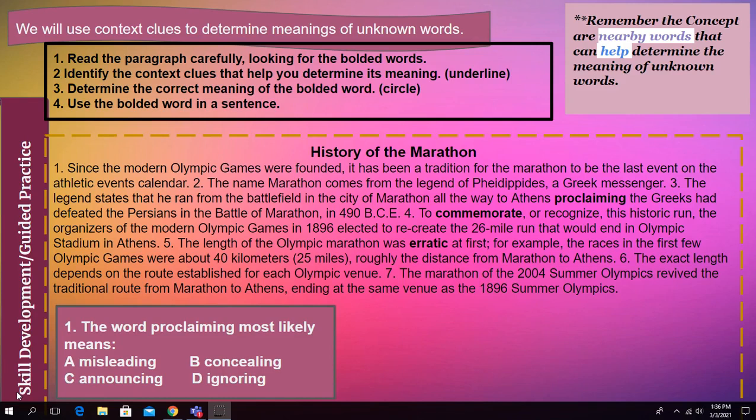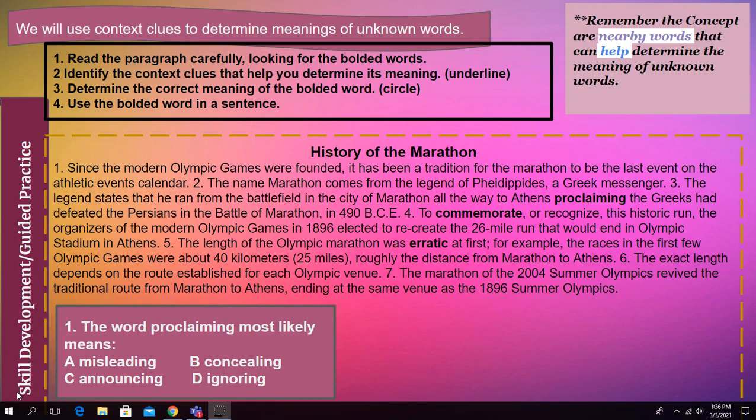History of the marathon. Since the modern Olympic Games were founded, it has been a tradition for the marathon to be the last event on the athletic event calendar. The name marathon comes from the legend of Philoctetes, a Greek messenger.